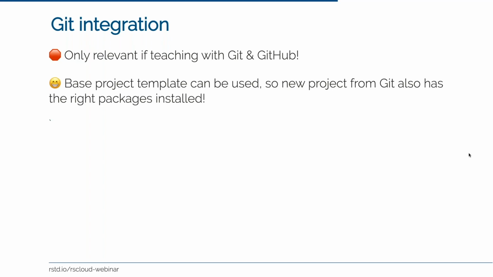I think the really, really attractive thing is that your base project template can be used, which means that when students go and clone a new project from Git, they will get any plain text files that live in that Git repository, but the RStudio Cloud project that they initiate will also have the right packages installed. So they get the text files that are going to be version tracked from Git, but they land them in an RStudio environment that has the right packages with the right versions and everything you have set up for them installed.